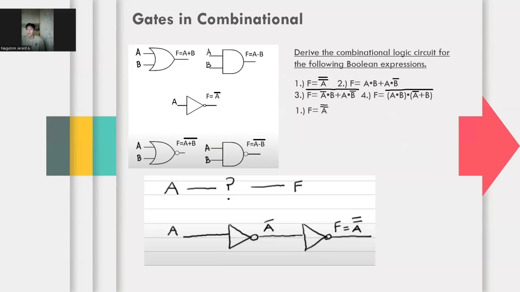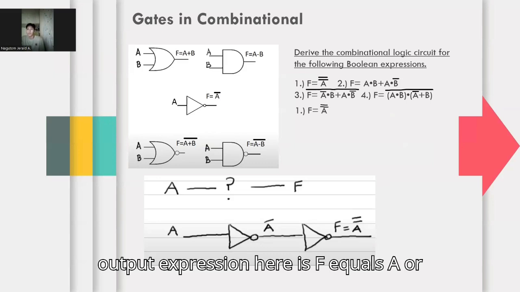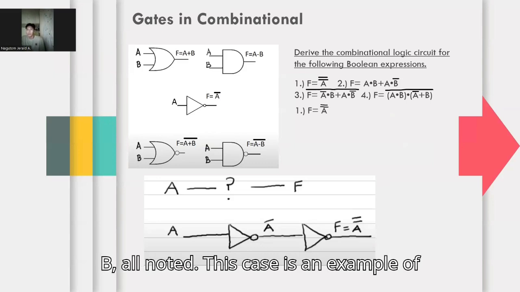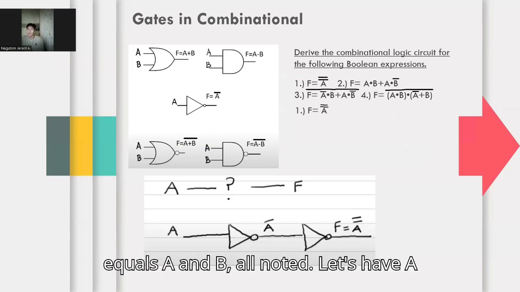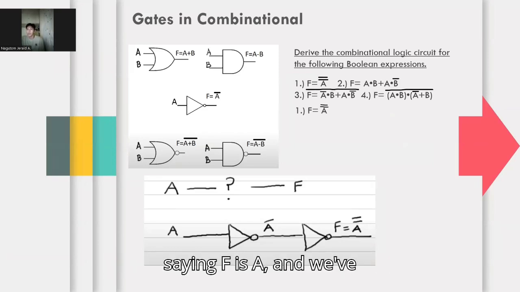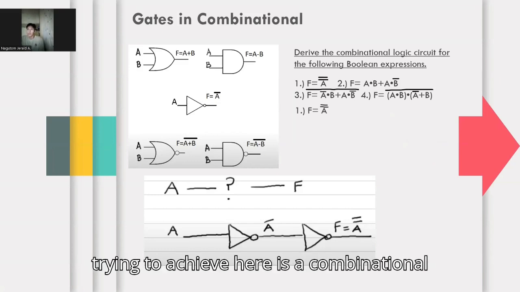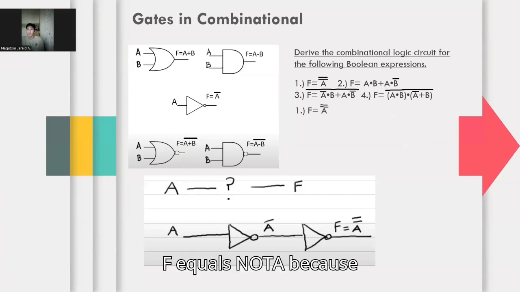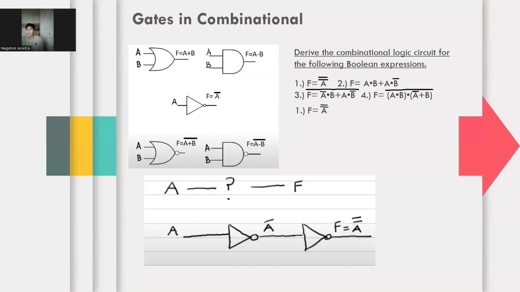If we look at this gate, which is a two-input NOR gate, then the output expression here is F equals A or B, all notted. This is an example of a NAND gate, and the output here is F equals A and B, all notted. Let's have a go at the first example here, which is saying F is A, notted again. Essentially, what we're trying to achieve here is a combinational logic circuit, F equals NOT A, because this is very important in logic.